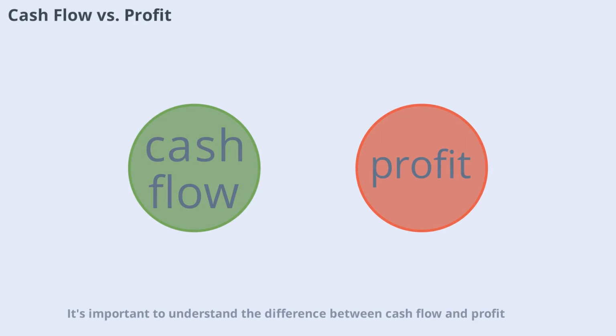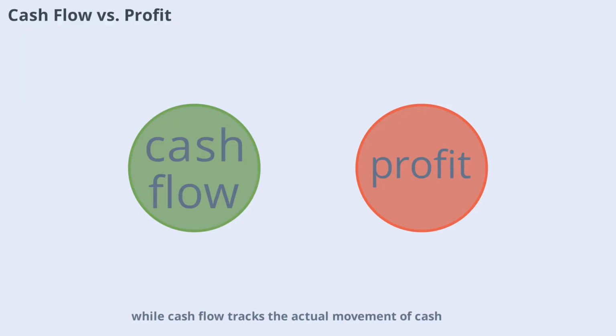It's important to understand the difference between cash flow and profit. Profit is the money left after all expenses are paid, while cash flow tracks the actual movement of cash. A profitable business can still run into cash flow problems if payments are delayed or expenses are mistimed. Always monitor both metrics to ensure financial health.